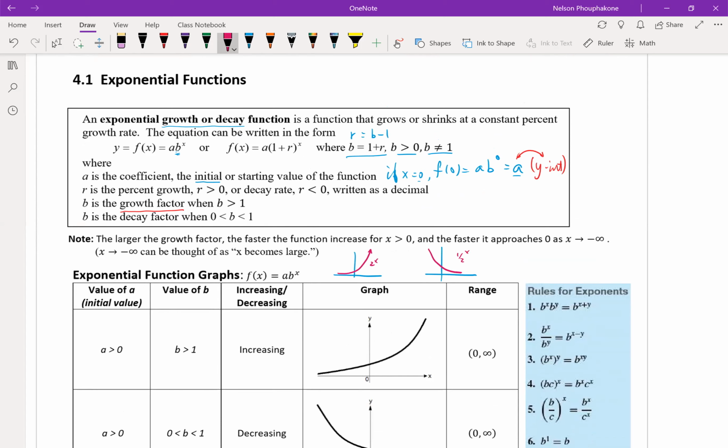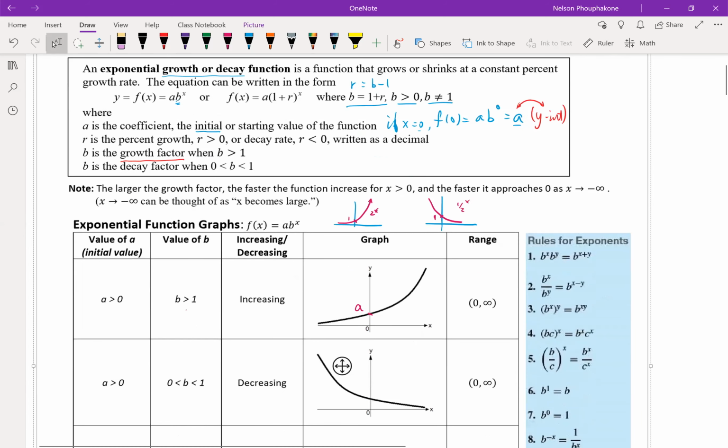And one thing, oh, I forgot to talk about a. Do you see that for 2^x, the y-intercept is 1, and for (1/2)^x, again, the y-intercept is 1? Because this is related to the a value. It's the initial value. Now, if a is positive and b is greater than 1, do you see that the function is increasing? And of course, the y-intercept must be a, the initial value. So therefore, the range is from 0 to infinity.